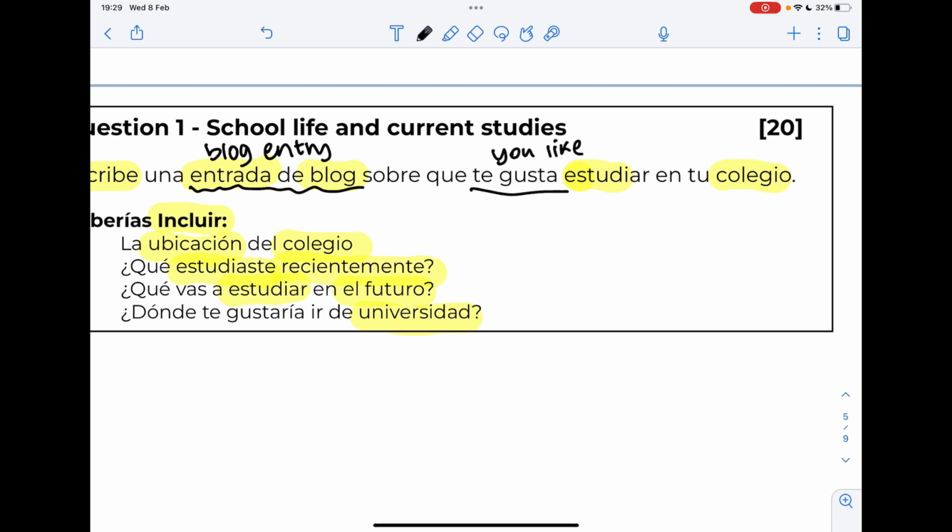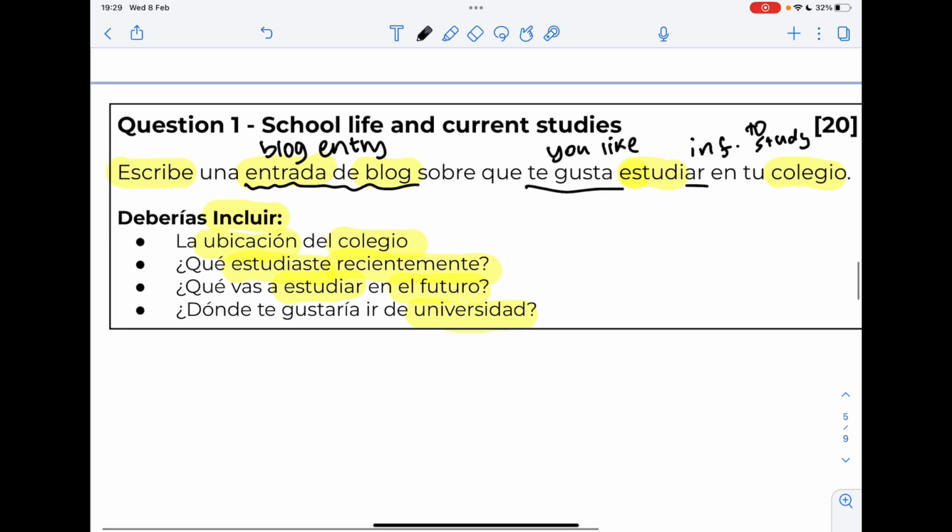Estudiar, to study, in your school. Estudiar, don't forget, it's in the infinitive, so it's just going to mean to. So, escribe means to write, and we can just piece it together. Write a blog entry about what you like to study in your school.